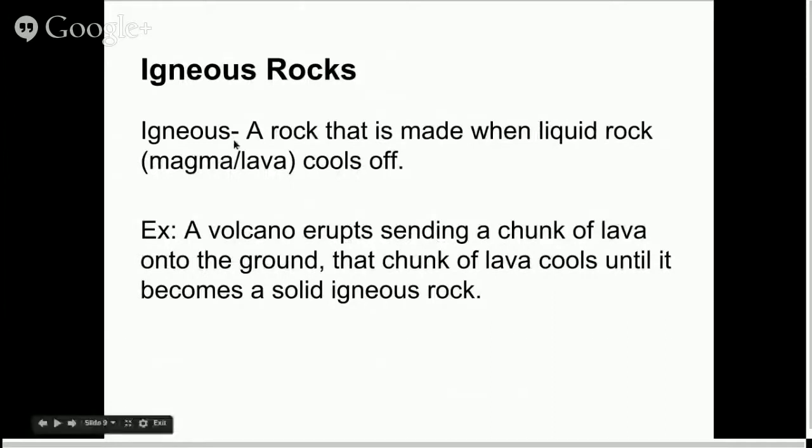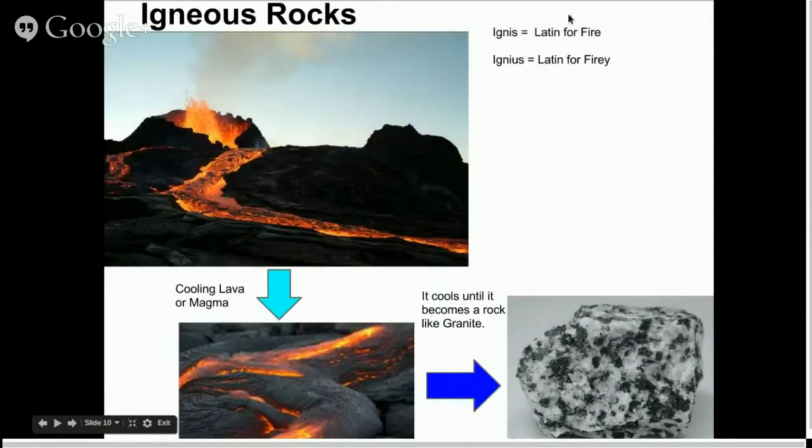Igneous is a rock that is made when liquid rock, also called magma or lava, cools off. Igneous comes from the Latin word ignis for fire. Okay, so it makes sense that these come from hot. A volcano erupts, sending a chunk of lava onto the ground. That chunk of lava cools until it becomes a solid igneous rock. Okay, so lava comes out, ignis, Latin for fire, or igneous, Latin for fiery.